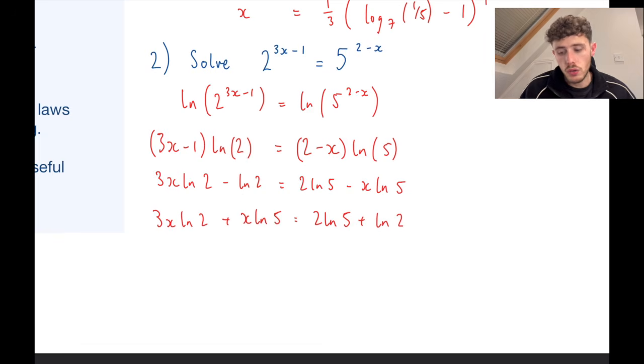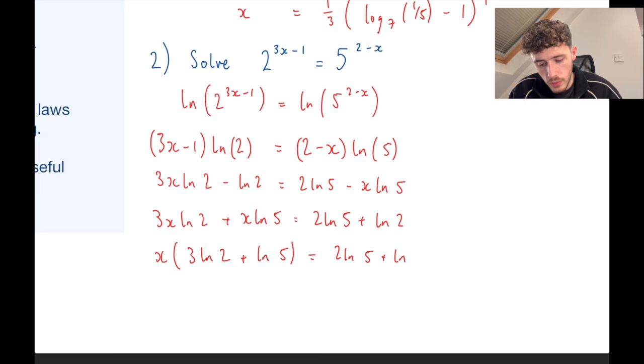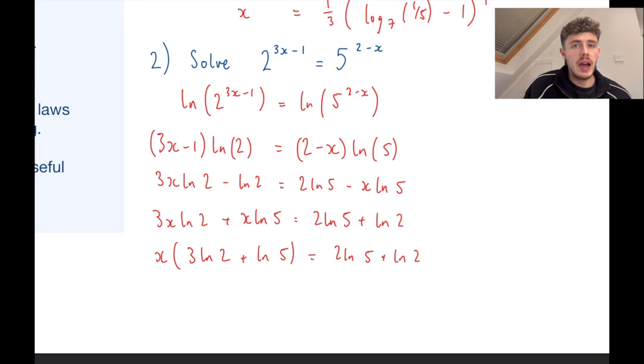Now, this is the key trick here, and well done if you've already spotted this. To get x on its own, we can factorise the left-hand side, and that will leave us with just one x on the outside of the bracket. So that's going to look like x bracket 3 ln 2 plus ln 5 equals 2 ln 5 plus ln 2. A good next step is to reverse the power rule.